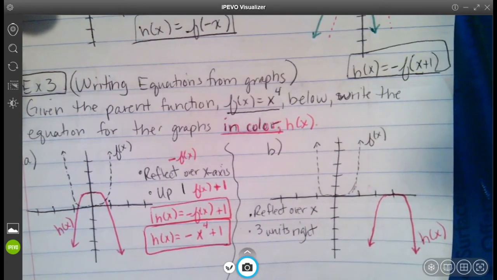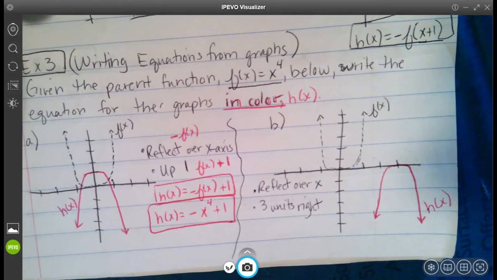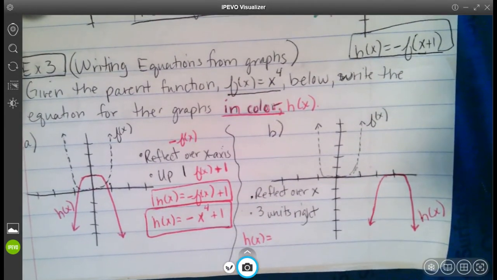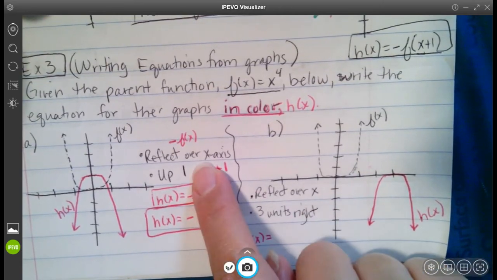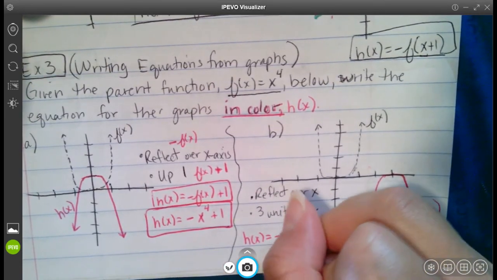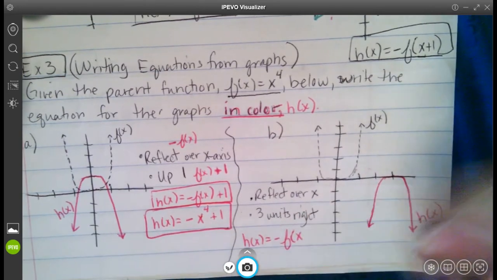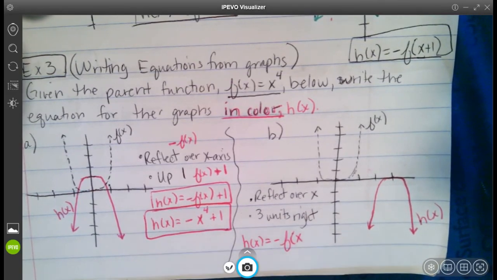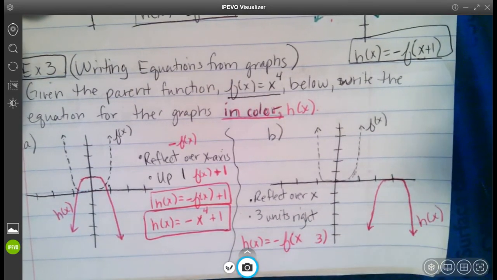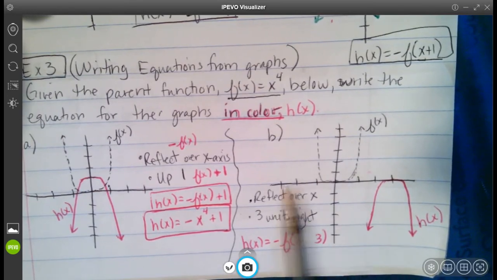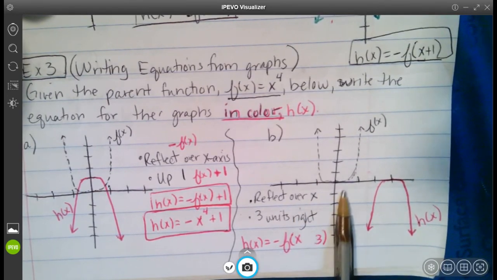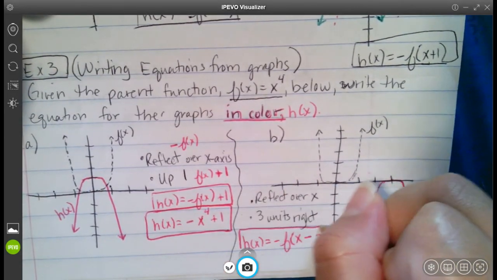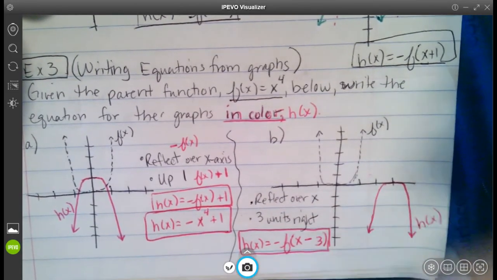So without having to write too much information here, h of x is going to be equal to, remember this is the same as this guy right here, so it's going to be negative f of x, but since we went 3 units to the right, remember that the left and the right are inside the parentheses, so I have to put that 3 in here somewhere, okay? And also remember that when we're going left and right, it's always the opposite of what you think. So instead of it being plus, it's going to be a minus.